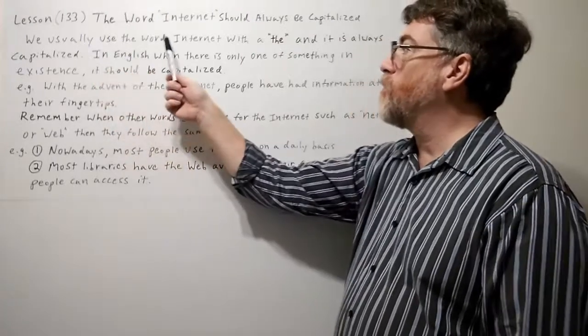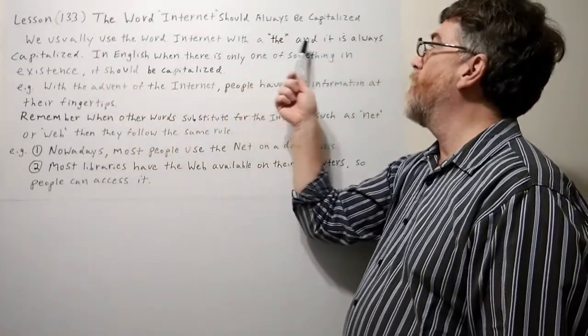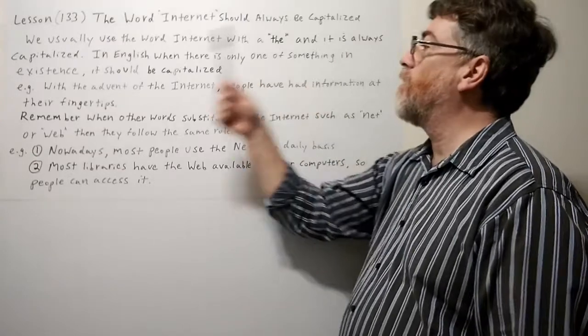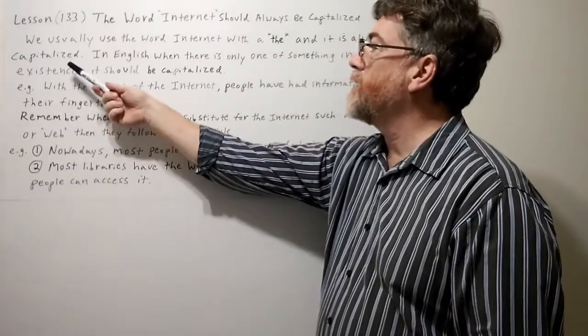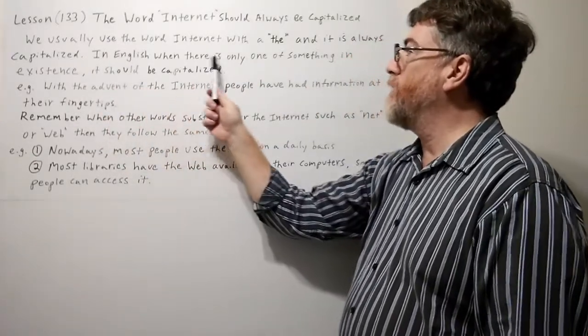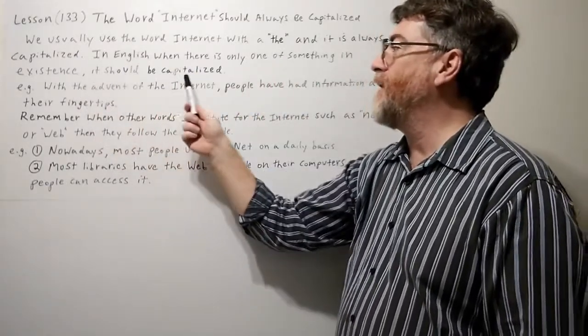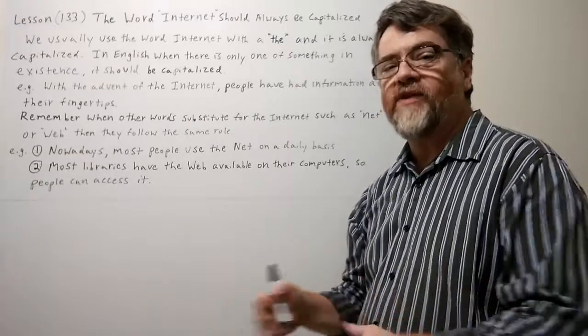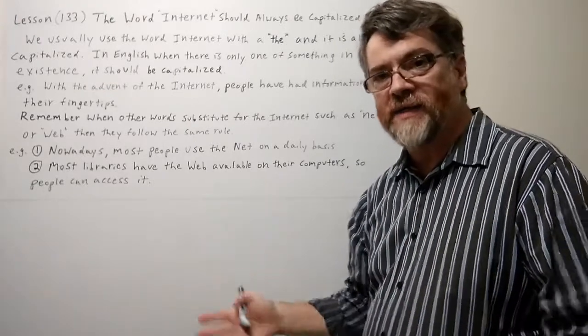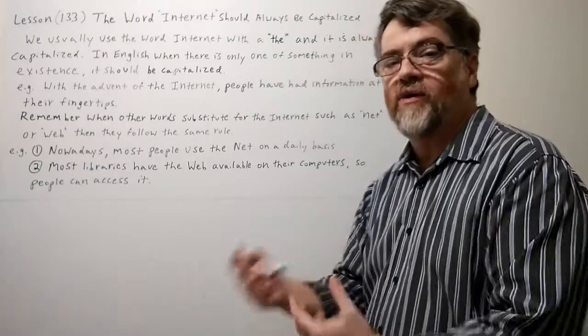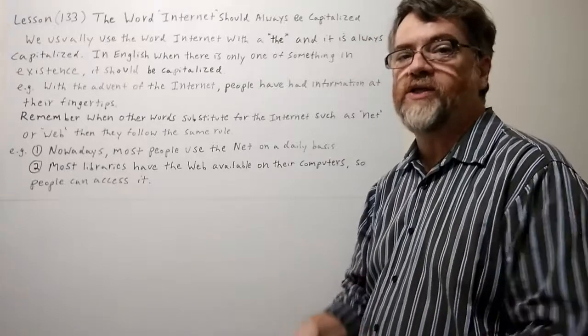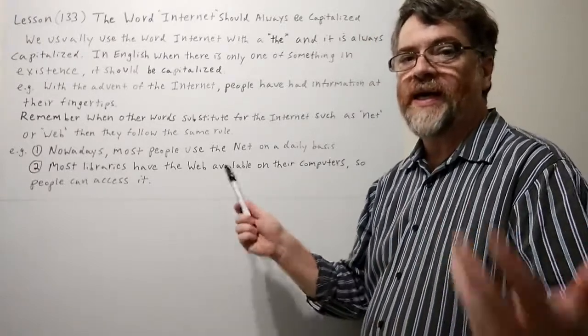We usually use the word internet with a the, and it is always capitalized. Okay. In English, when there is only one of something in existence, it should be capitalized. At the moment, even though different countries have the internet, it's supposed to be all connected, so it's only supposed to be one internet. So that's the reason internet is actually capitalized.